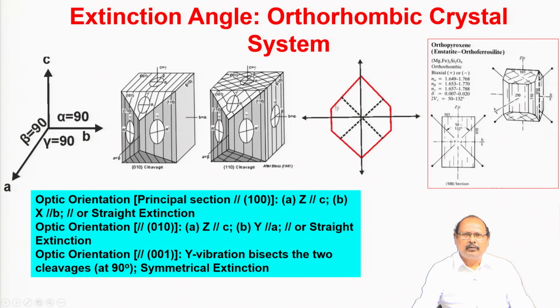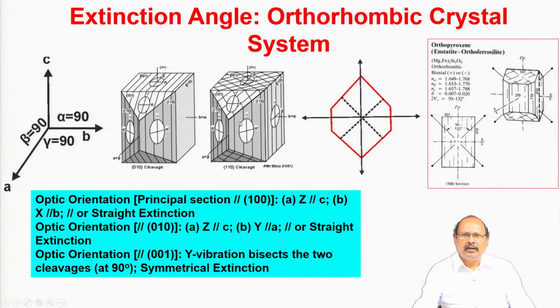If you want to see symmetrical extinction, you have to choose the 0 0 1 optic orientation, and you can also use this other optic orientation, the 1 0 1 plane. Here also you see there are two sets of cleavages, and the vibration direction x and the other vibration direction will bisect these two cleavage traces.